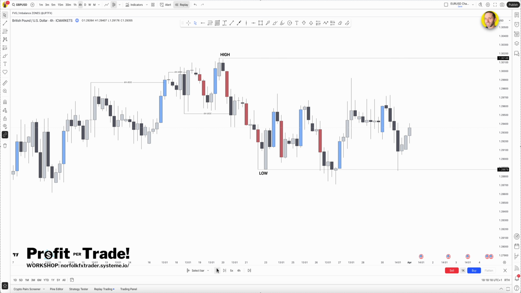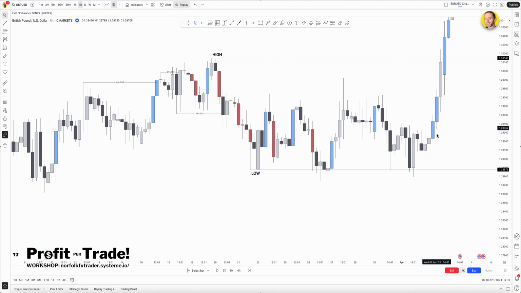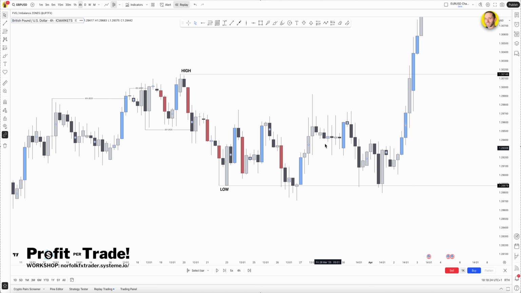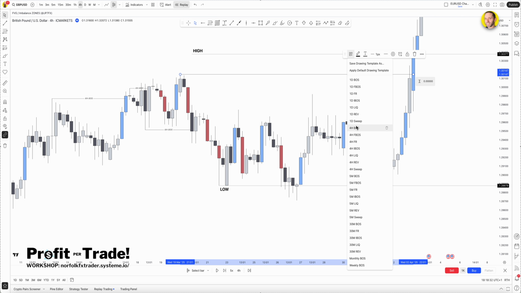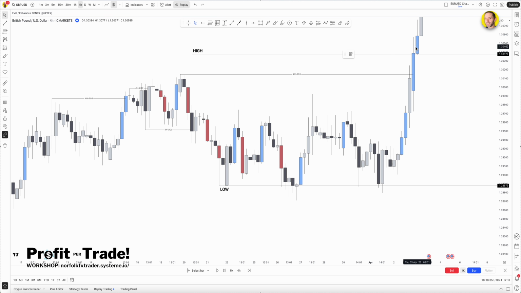So let's go forward with a few candles. So we hold and we do break the upside. So we never break lower. That's the important part. Now we can mark out a new break of structure.